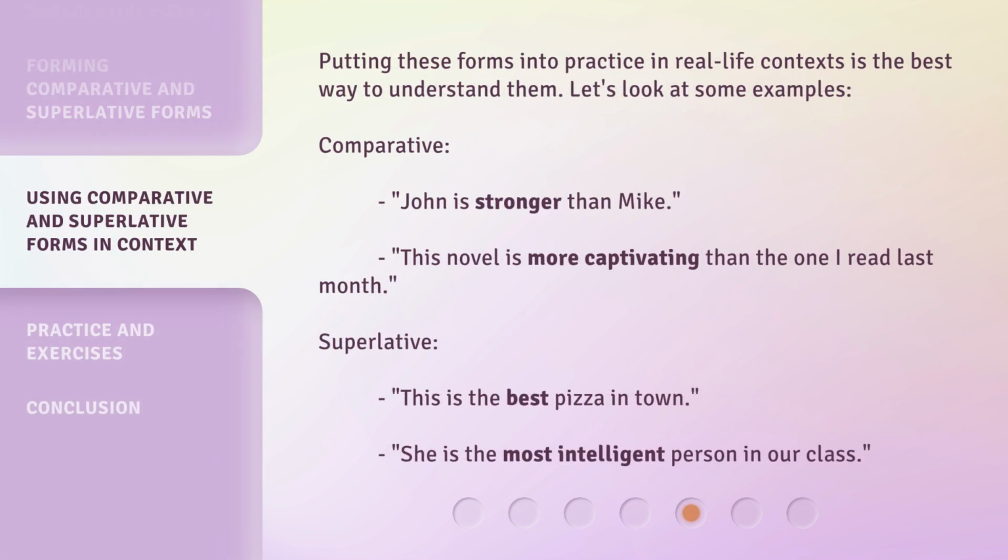Putting these forms into practice in real-life contexts is the best way to understand them. Let's look at some examples. Comparative. John is stronger than Mike. This novel is more captivating than the one I read last month. Superlative. This is the best pizza in town. She is the most intelligent person in our class.